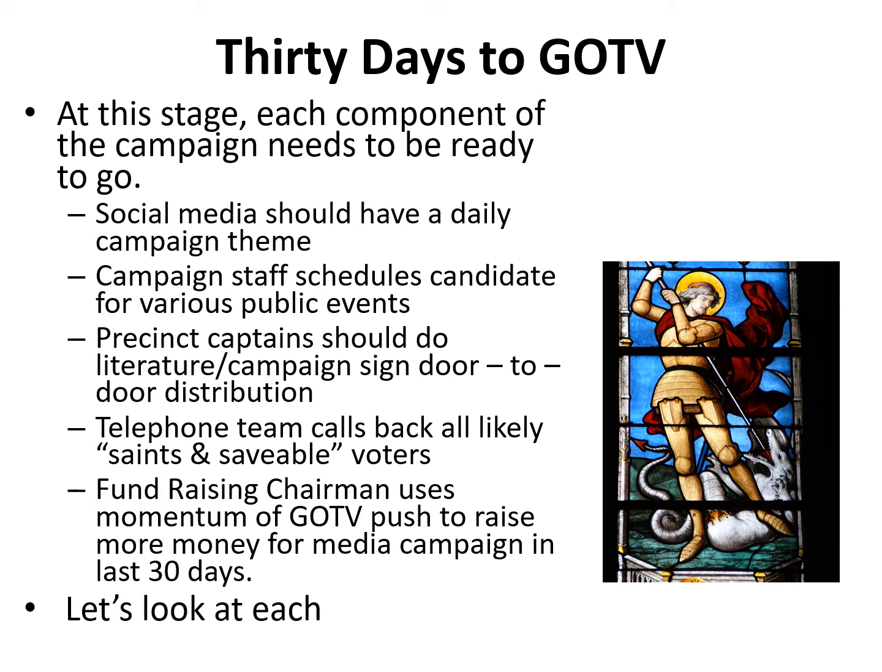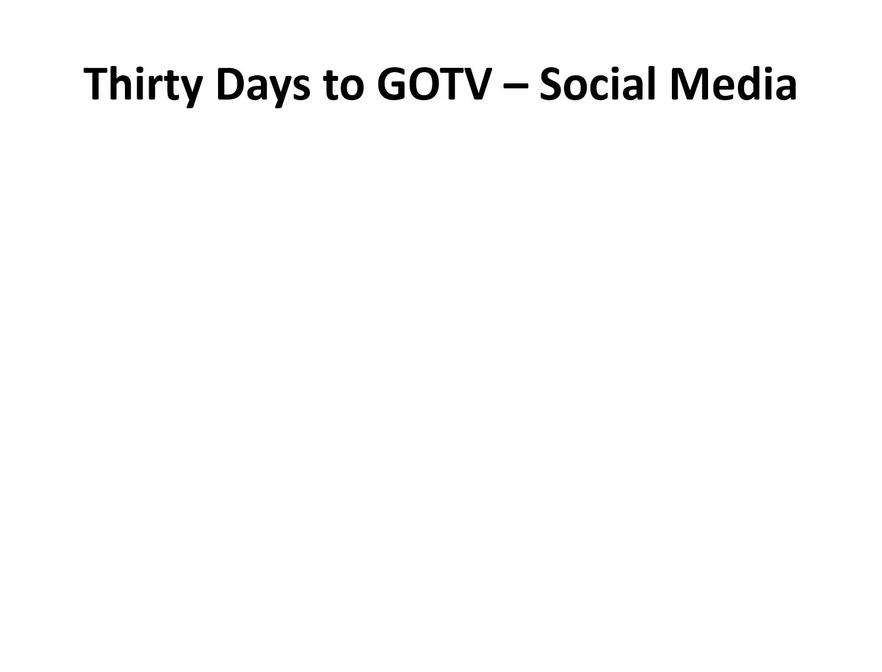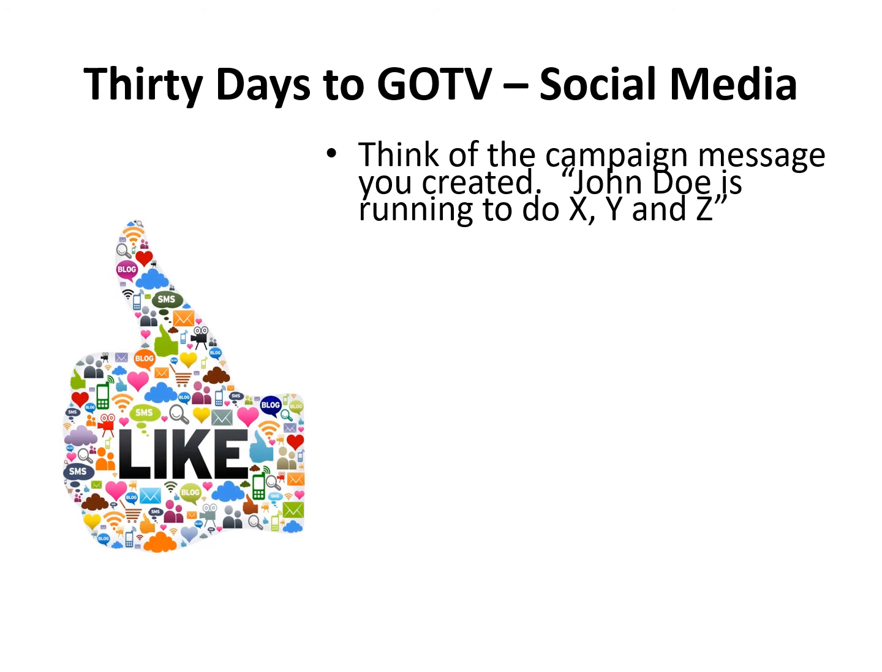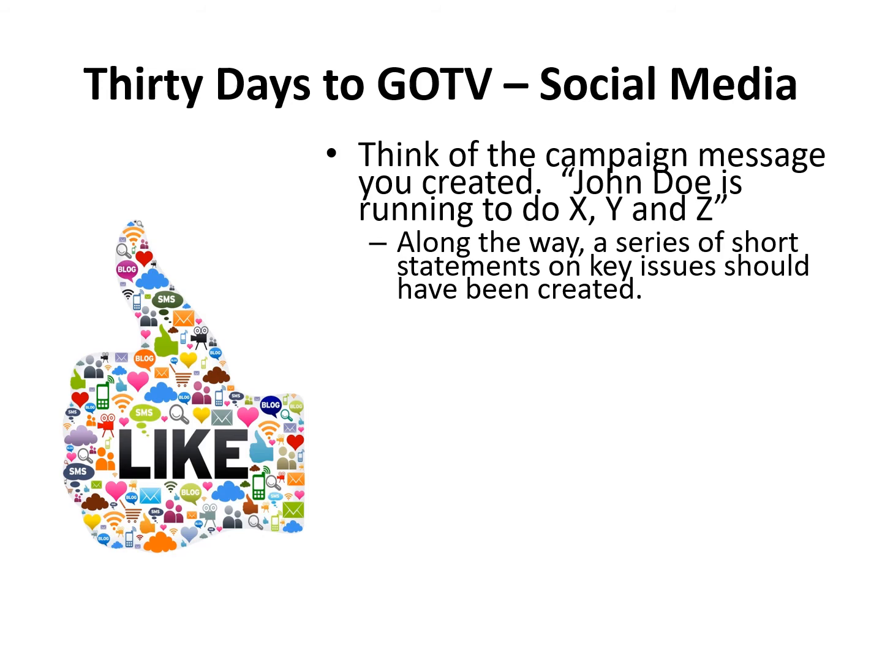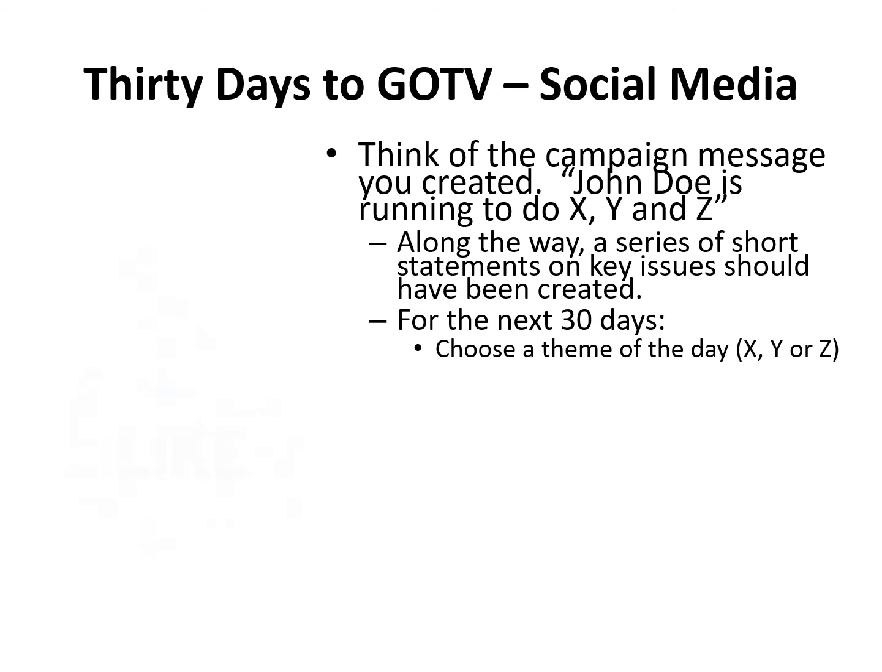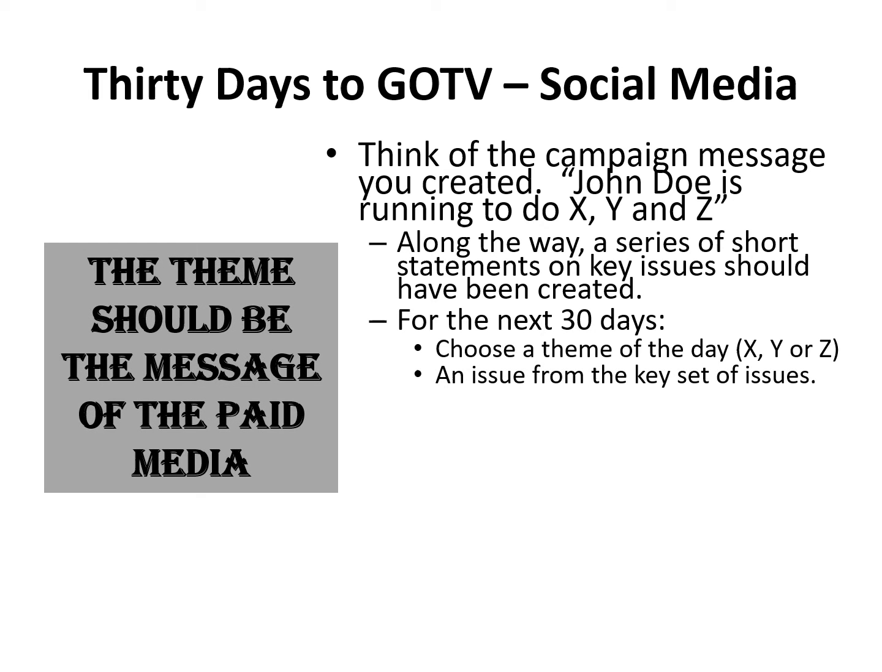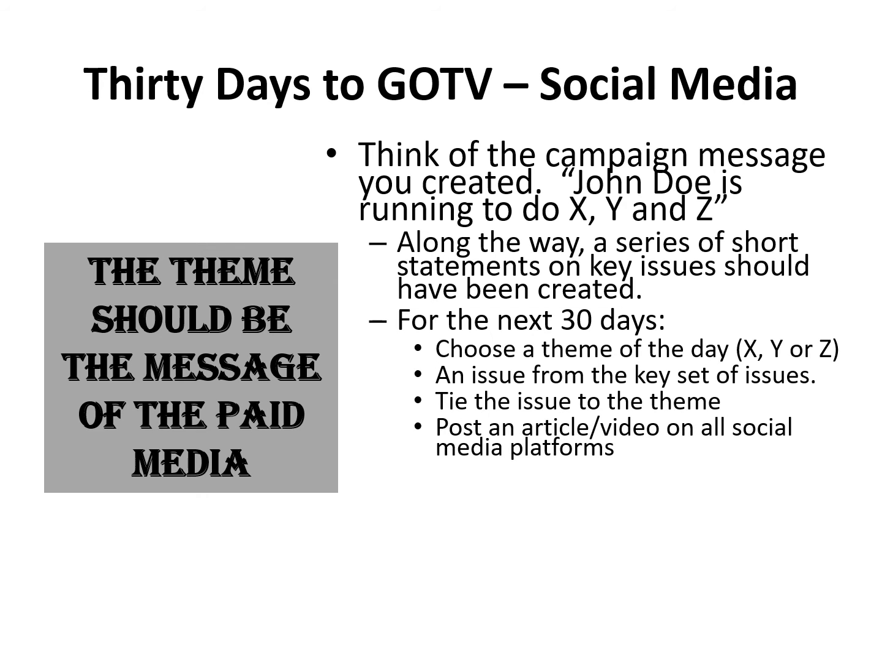So, let's look at each one of these topics. First of all, think of social media. Think of the campaign message you created for John Doe, who is running to do X, Y, and Z. Along the way, a series of short statements on key issues should have been created. And so, for the next 30 days, you'll want to choose a theme of the day, X, Y, or Z. An issue from each of the key set of issues that we want to look at and highlight. Then we want to tie those particular issues back to the campaign theme and message.